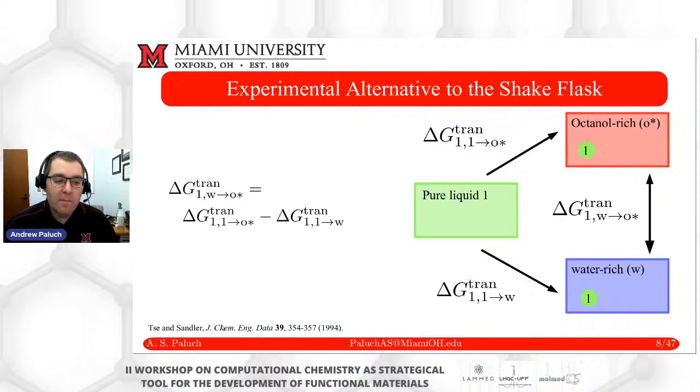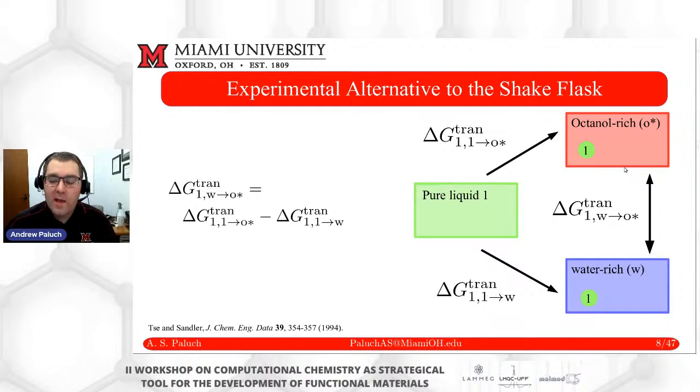And so in the work of Chen and Sandler, instead of performing these shake flask experiments, they were interested in developing some simple method for efficiently predicting log P's for large databases of compounds. So they were interested in predicting log P of organic pollutants. They said, we want to develop an alternative to the shake flask. And in case I didn't mention, Chen and Sandler are experimentalists, so we're still thinking from an experimental point of view here.